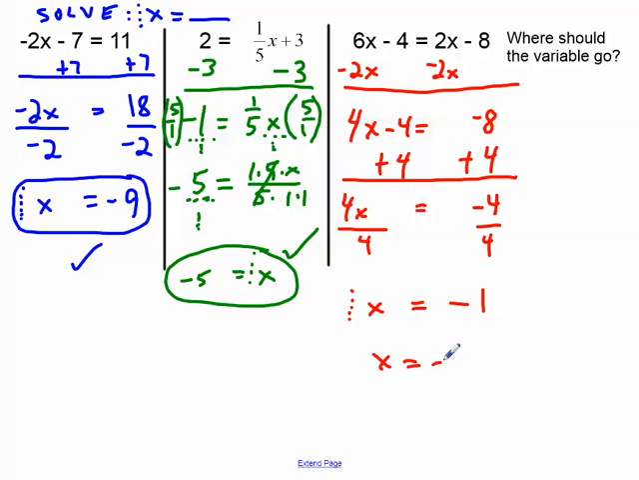X equals negative 1. And if I plug it in up here, 6 times negative 1 is negative 6 minus 4, negative 10 on the left side. On the right side, 2 times negative 1, negative 2, minus 8, negative 10 on the right side checks out. So I've checked it out. Done.